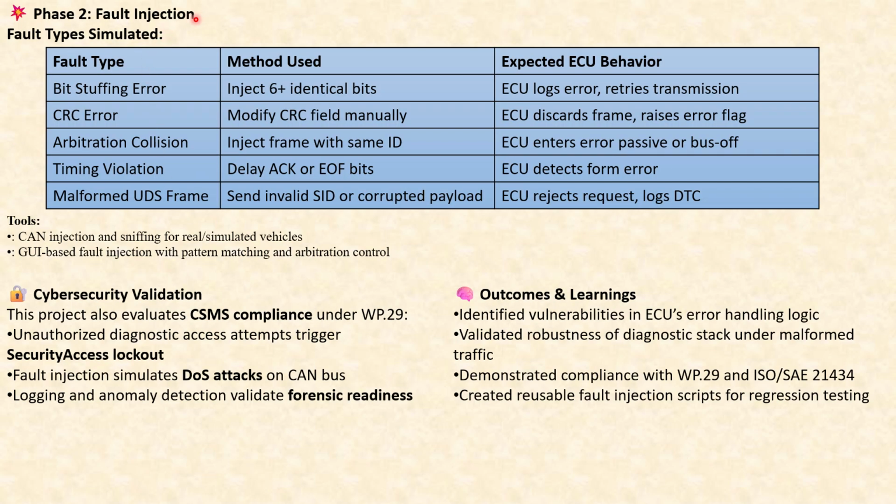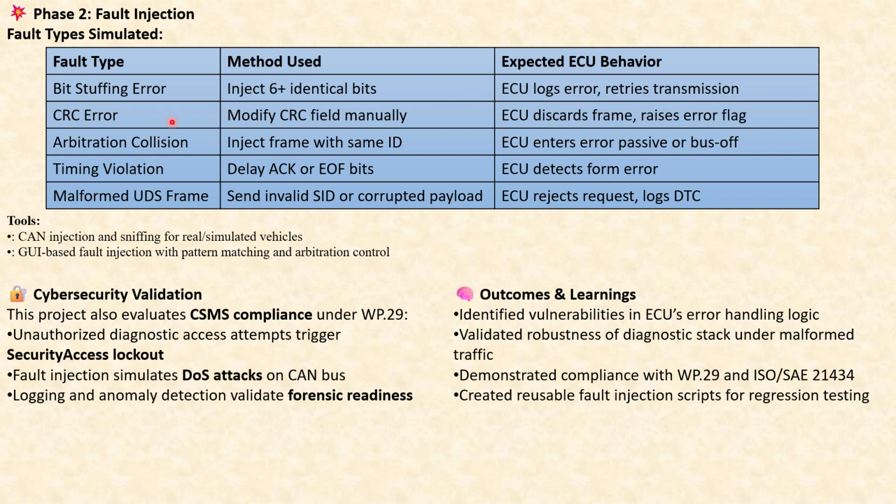Now talking about the second phase, which is fault injection. In this table we are going to see the various types of fault, what method is used, and what the expected ECU behavior is. Unless we are clear about the expected ECU behavior, the anomalies cannot be figured out. It is only when there is a difference between the actual behavior and the expected behavior that we find the anomaly. So what is the fault type? First is bit stuffing error, where the method is to inject 6 plus identical bits. ECU logs error, retries transmission.